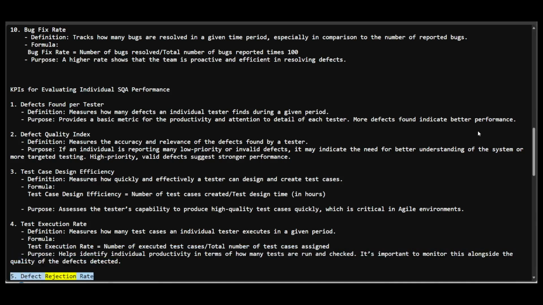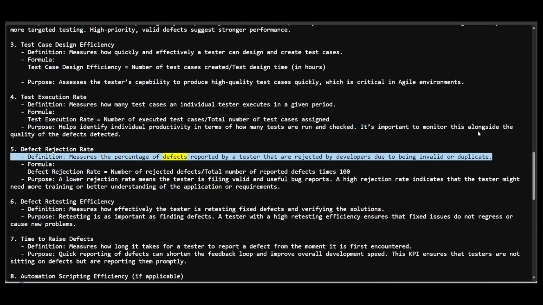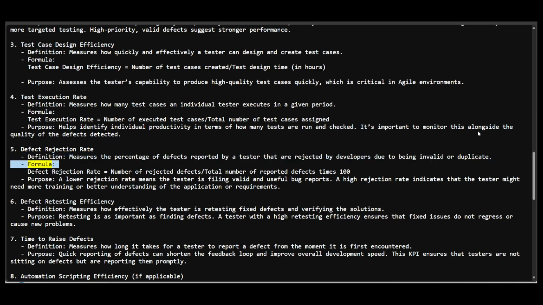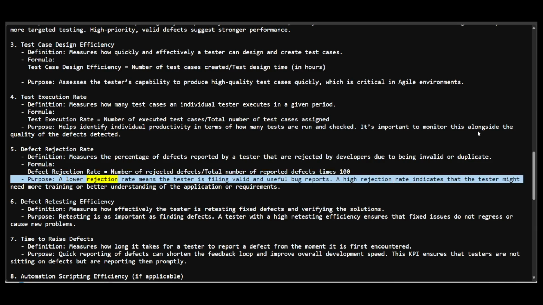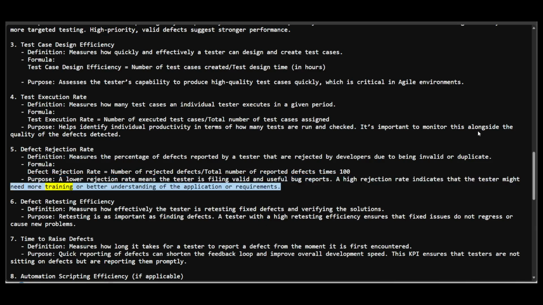5. Defect rejection rate. Definition: measures the percentage of defects reported by a tester that are rejected by developers due to being invalid or duplicate. Formula: defect rejection rate equals number of rejected defects / total number of reported defects times 100. Purpose: a lower rejection rate means the tester is filing valid and useful bug reports. A high rejection rate indicates that the tester might need more training or better understanding of the application or requirements.